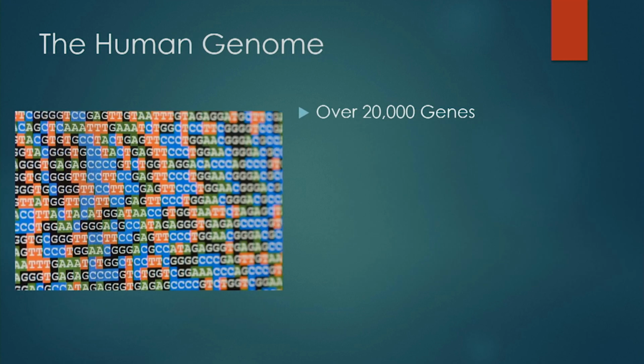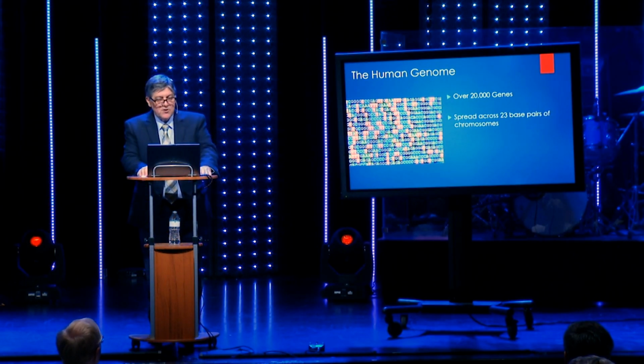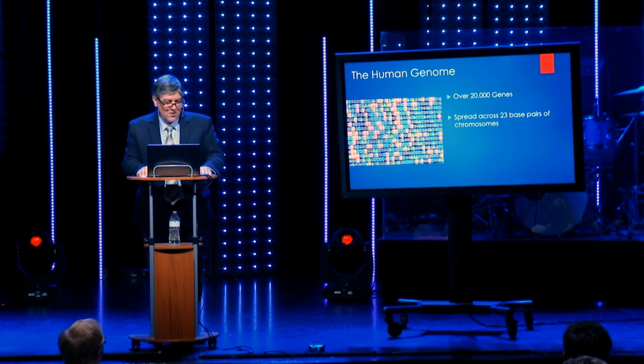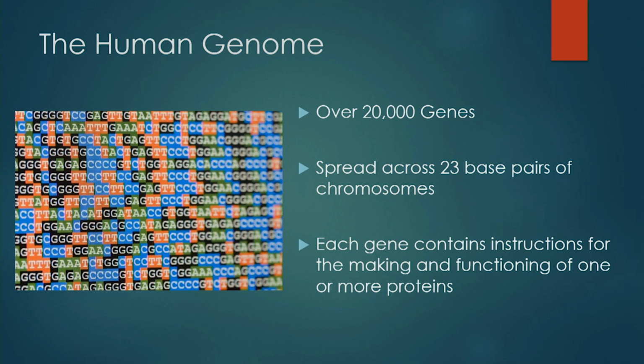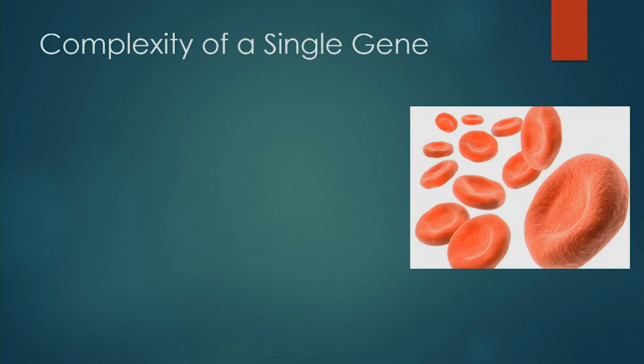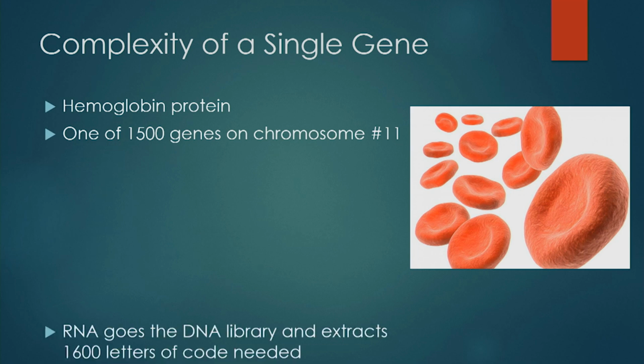Let's look at the human genome for a minute. Now, the human genome was basically mapped in the year 2000, and they discovered that there are over 20,000 genes that are spread across our 23 base pairs of chromosomes. Now, each gene contains the instructions for making and functioning of one or more proteins. So now let's look at the complexity of just a single gene. Let's look at hemoglobin. Hemoglobin is what takes oxygen and nutrients to every cell in your body. It is one of 1,500 genes on chromosome number 11.